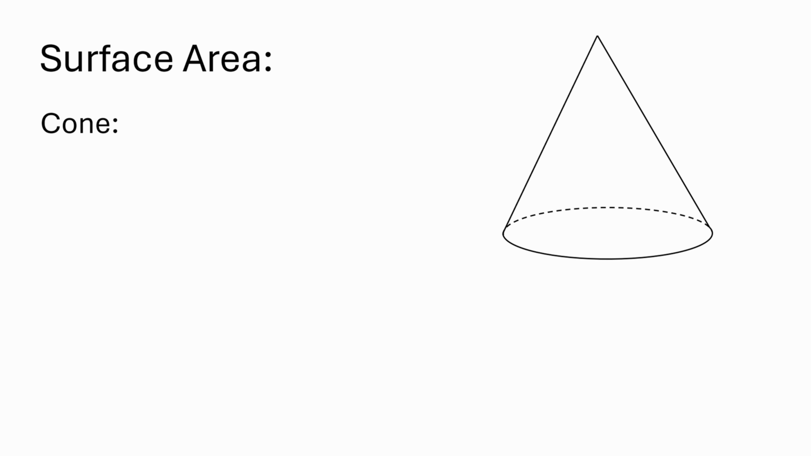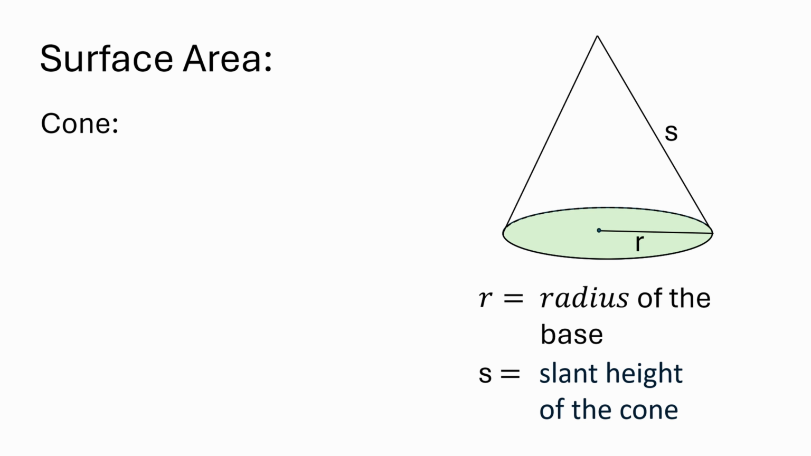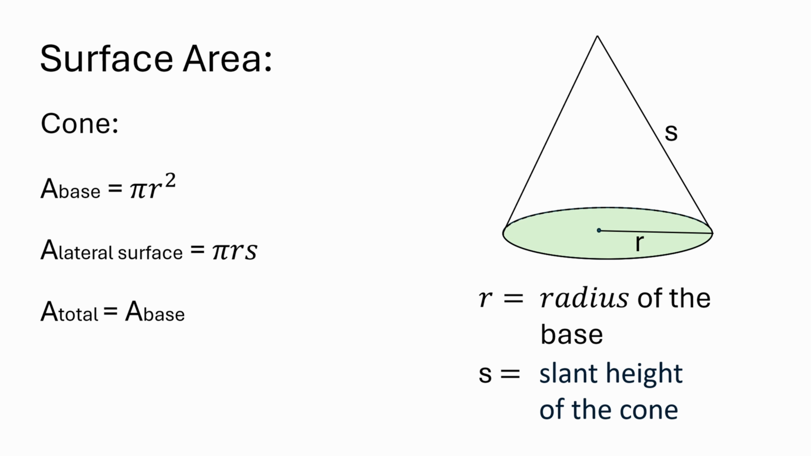Surface area of cone. This is a cone. r is the radius of its circular base and s is its slant height. Base area is equal to pi r squared. Lateral area is equal to pi r s. Total surface area is equal to base area plus lateral area, which is equal to pi r squared plus pi r s.